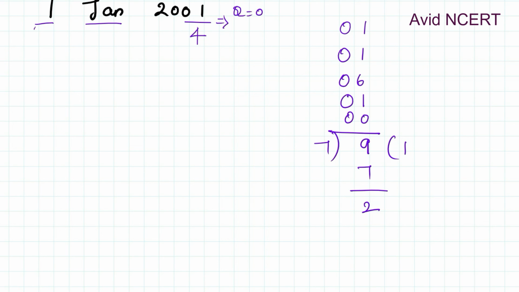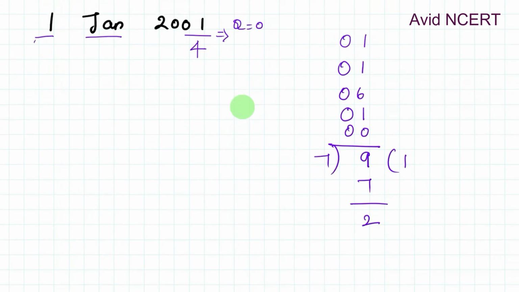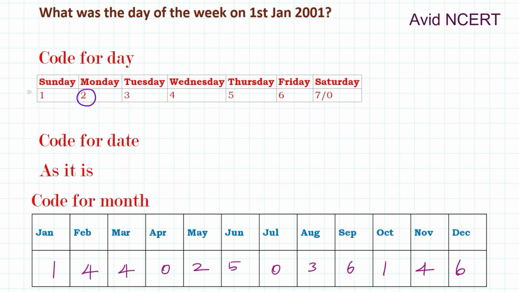So finding this code for the day, which is here. Since this code works for Monday, therefore the day of the week for 1st Jan 2001 was Monday.